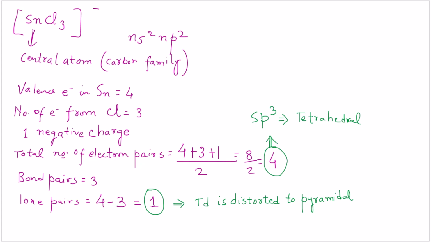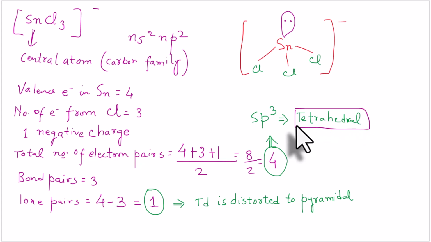Now if we arrange SnCl3 minus in pyramidal shape, it should look like this. We have the central atom Sn, and then we have 3 chlorine atoms attached like this, and then we have a lone pair here arranged like this. So the parent geometry is tetrahedral, but due to the single lone pair, this geometry is distorted to the pyramidal shape.